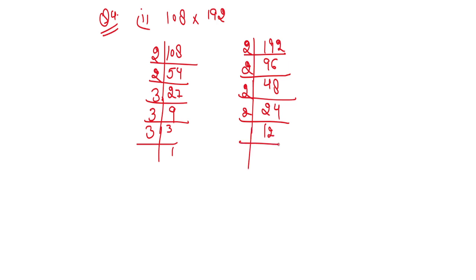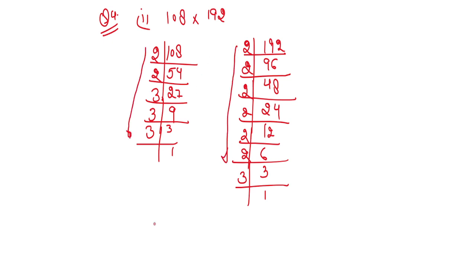Again by 2, 6 are. Again by 2, 3 are. Now 3, 1 are. Okay, you have to take only the prime numbers. So the prime numbers are this one. It means you have to do the prime factorizations.